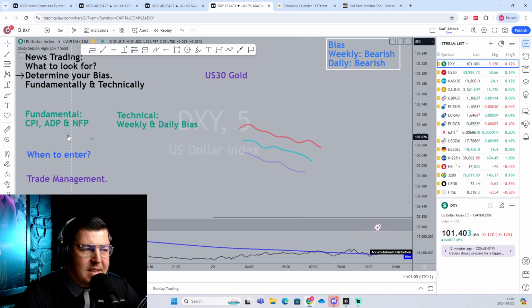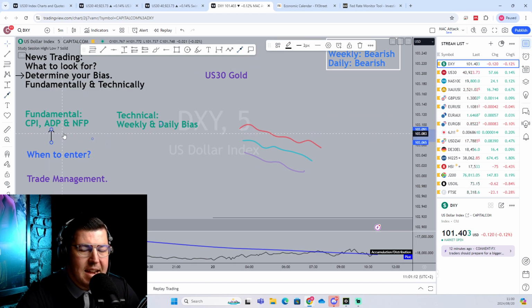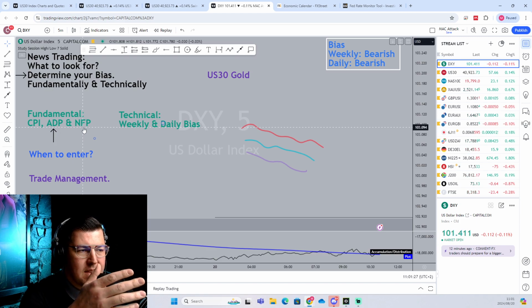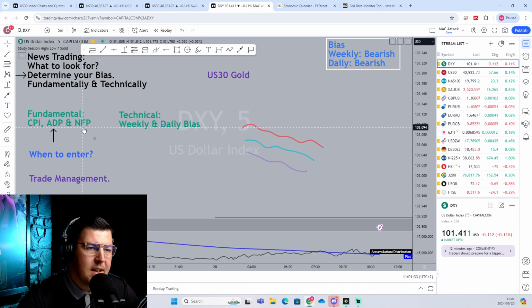The big one for me is ADP, for the most part, is going to tell you what NFP is going to be. Because remember, ADP is an independent labor market survey being done. NFP is what the government actually reports. I think it's the Bureau of Labor Statistics or something in the US. But that is something that the official government in the US put out. ADP is done by private companies, okay?